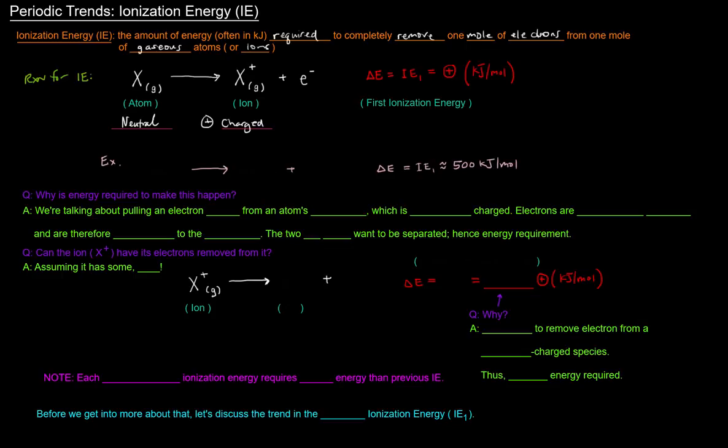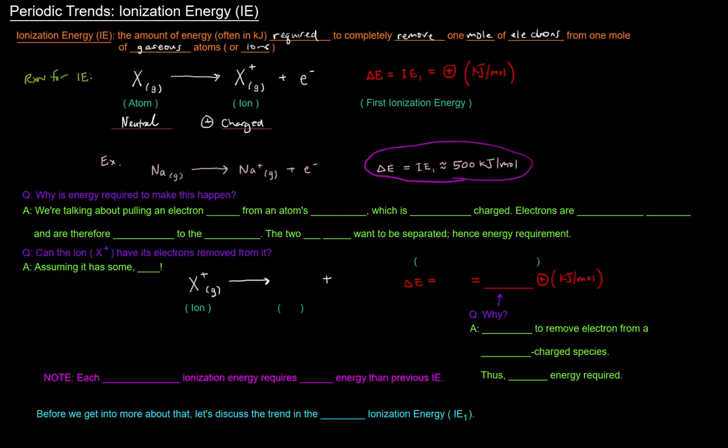Just as an example, I want to show you sodium. If you start off with sodium in the gaseous form, we rip off an electron, and we get Na+ and that free electron. The energy associated with that is 500 kilojoules per mole. So that would be ionization energy 1, the first ionization energy for sodium.